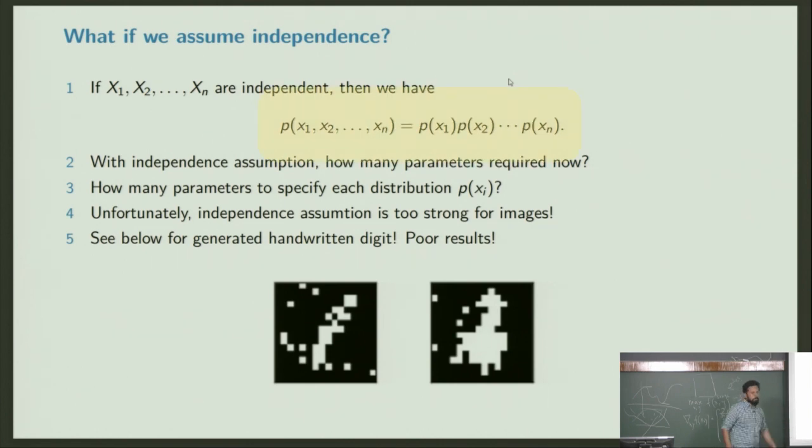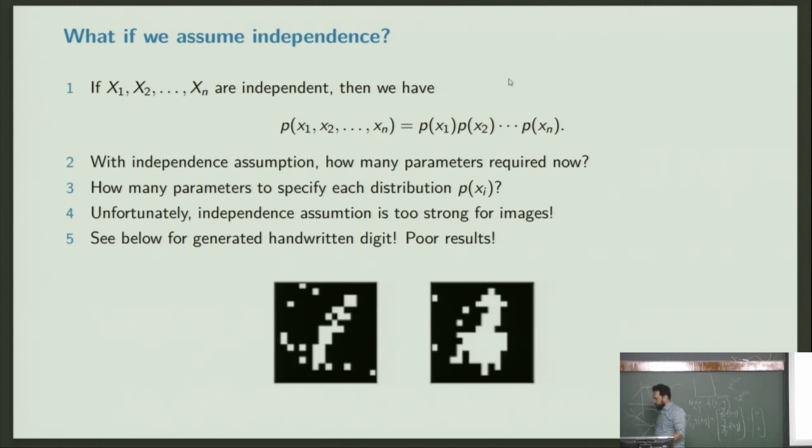If we assume independence, then it gets simplified. The joint probability distribution is now written as a product of individual probability distributions. So with independence assumptions, how many parameters are now required? To define one single-parameter distribution, p(x1), I need one parameter, p(x2) one parameter, p(xn) one parameter. So there are n parameters required.